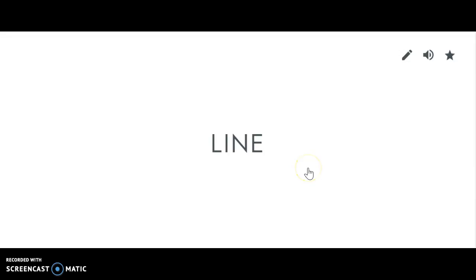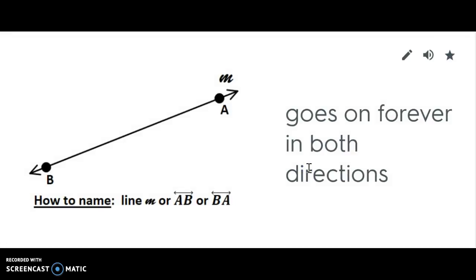The next term we have is a line. And a line is just a line that goes on forever in both directions. So you'll see there's arrows at both ends, and there's a couple ways you can name it. When you have a line, it's a lowercase cursive letter, so line M out here, or you can name it by 2 points, A and B or BA. And if you notice, there's arrows at the end of each of the line at the ends, and so when I write it, it also has arrows above. So lines go on forever in both directions.